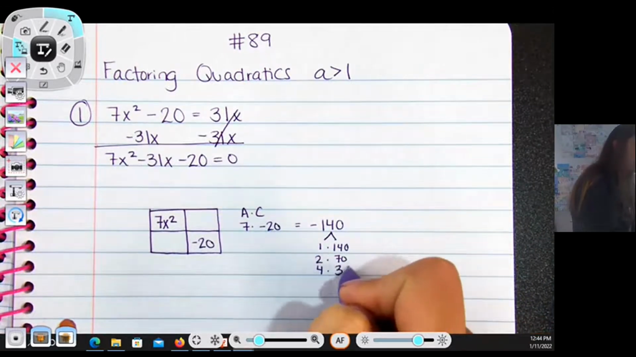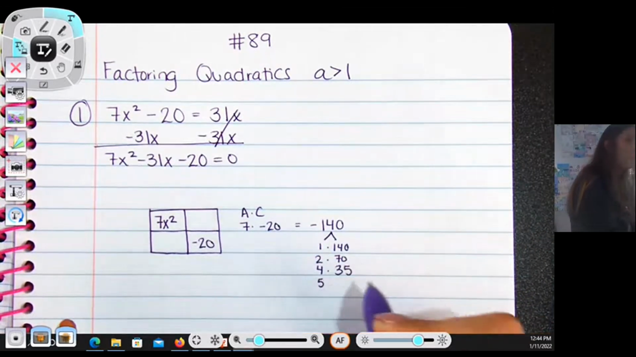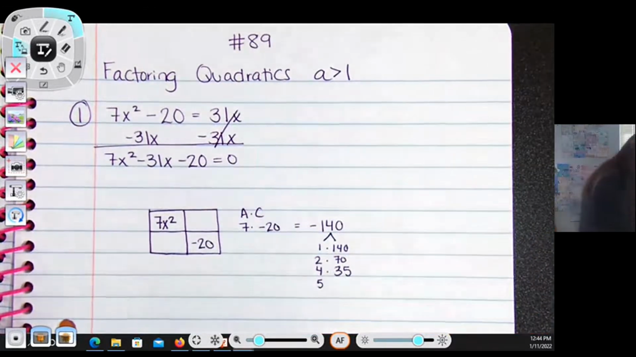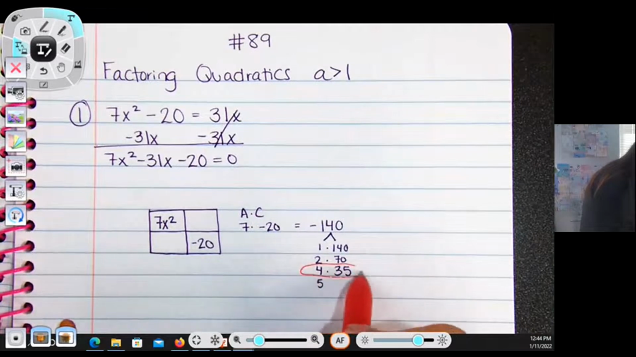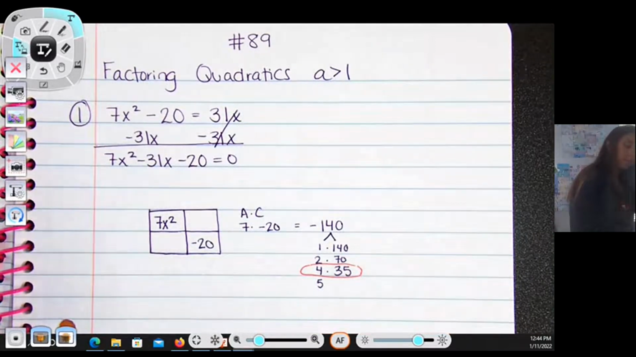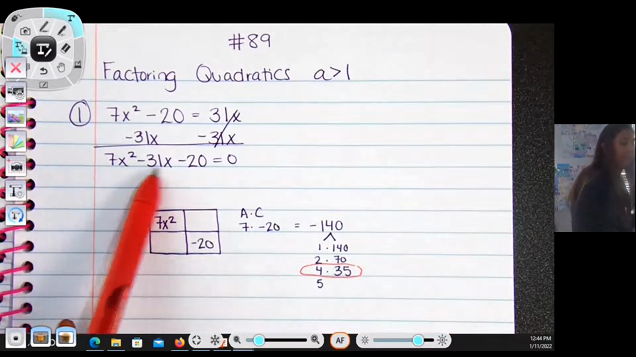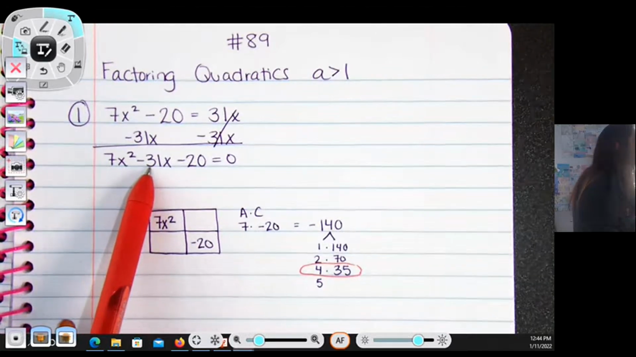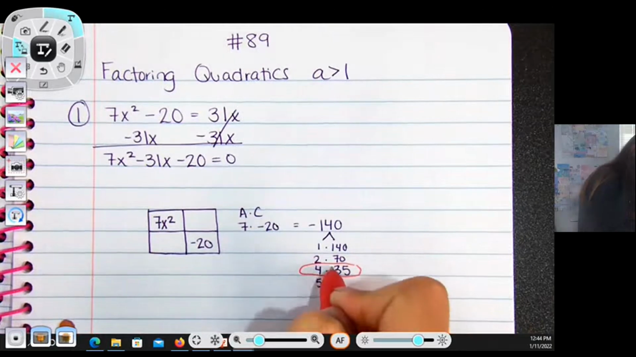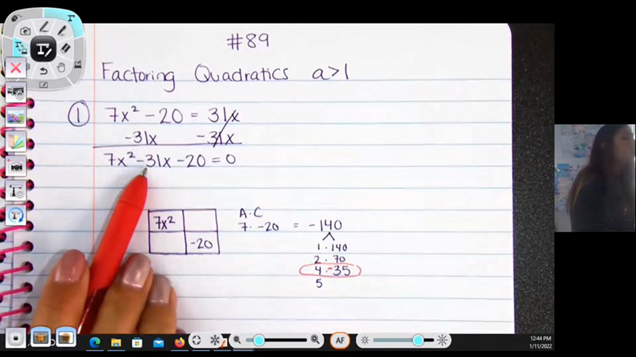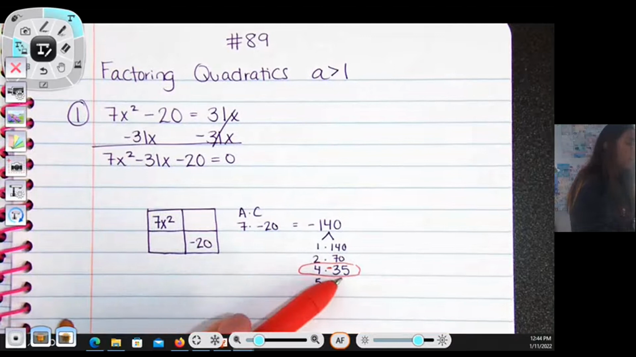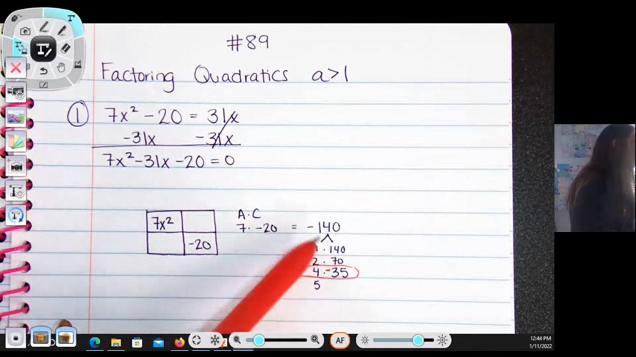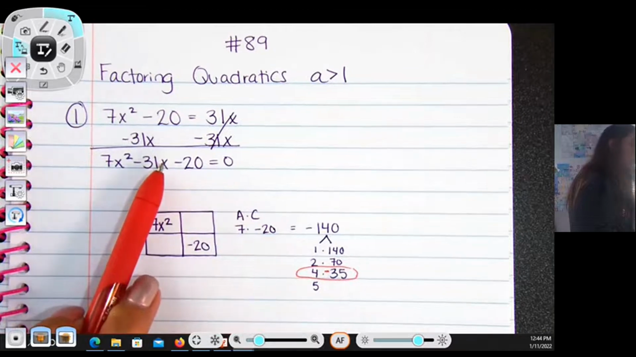4 times 35. Does 5 go into 140? Yeah. Negative 4 plus 35, no. Other way. I mean, negative 35 plus 4. Yes, that one. 35 needs to be negative because the b value is negative. 4 plus negative 35 makes negative 31. So these are my two multiples of 140 that add to make b, which is negative 31.